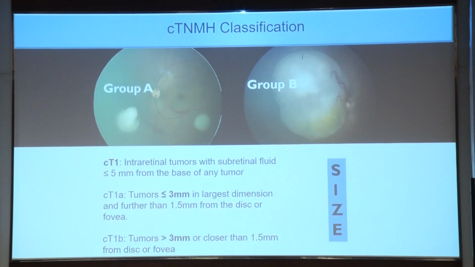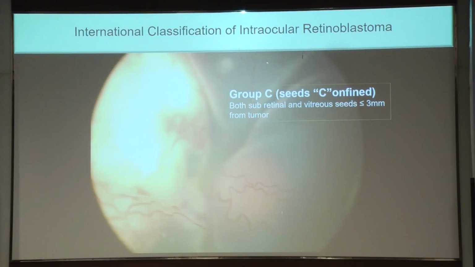Now correlating this to the clinical TNMH classification. So we have in TNM T1 where we have tumor less than 3 millimeters in size and 1B which is more than 3 millimeters in size. So in T1 there is one component which is taken care of, that is size, and this correlates to group A and group B. Okay, T1 is actually group A and group B, kind of correlating to it.